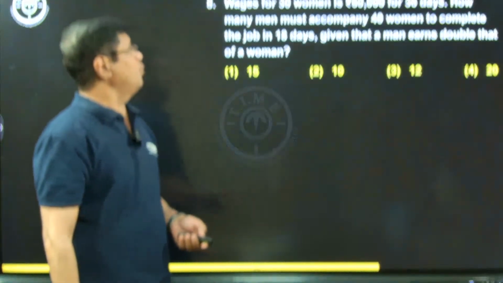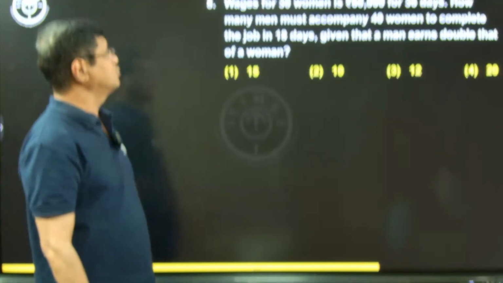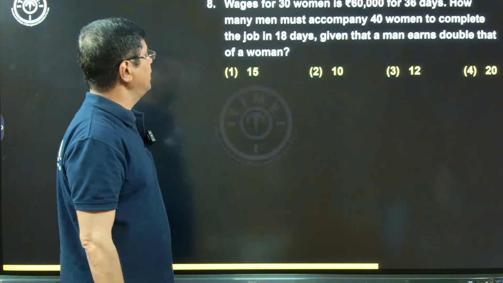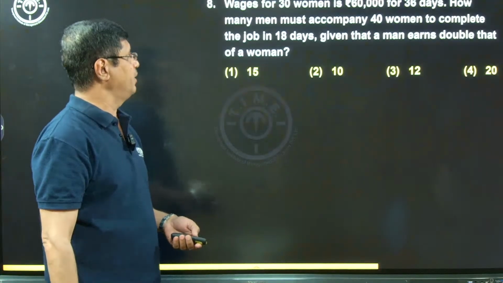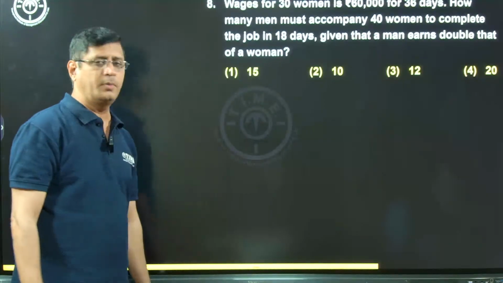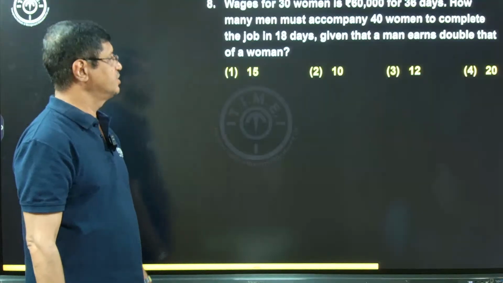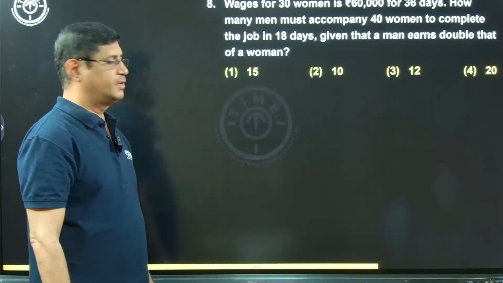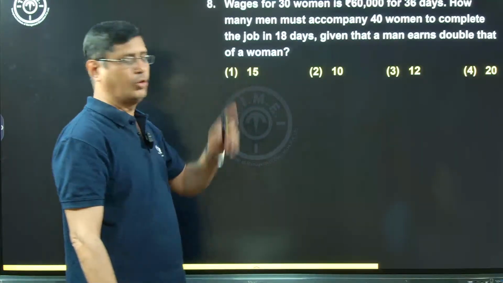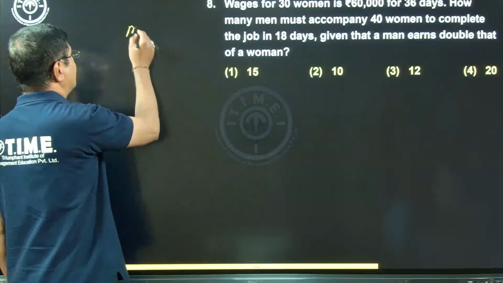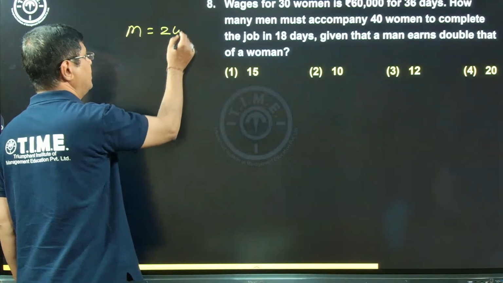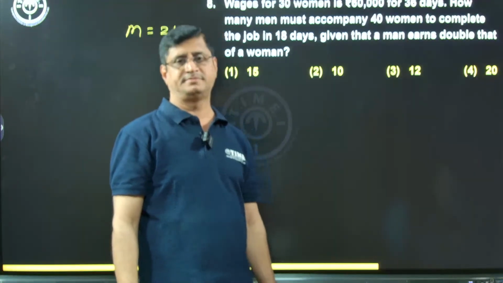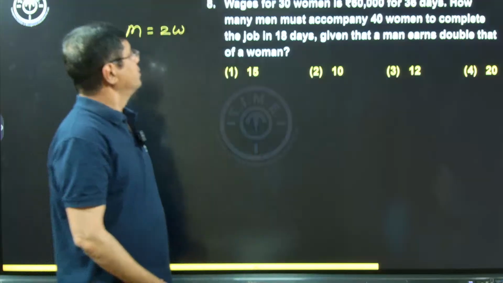Wages for 30 women is rupees 60,000 for 36 days. How many men must accompany 40 women to complete the job in 18 days? Given that a man earns double that of a woman. It means the efficiency of a man is 2 times the efficiency of a woman. Okay. Now 30 women.